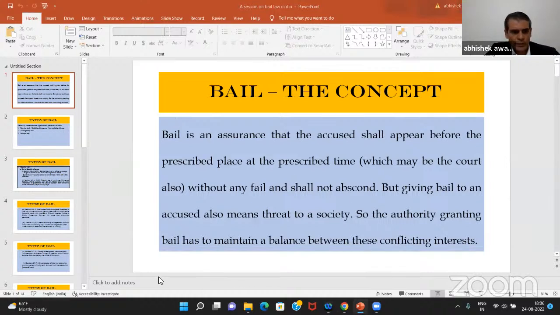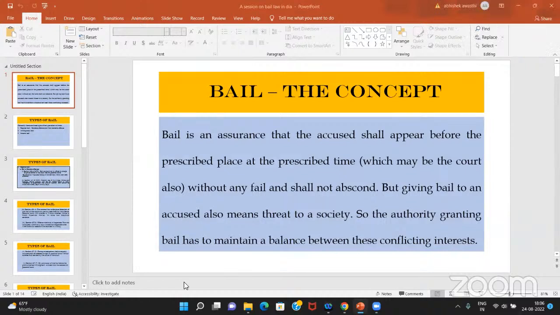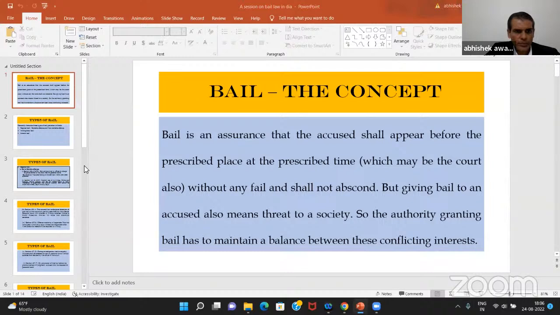So good evening, everybody. Today the topic is bail, the concept of bail, the types of bail, and the grounds which are generally considered by the court while granting or rejecting bail. And then we will also be covering some practical aspects.